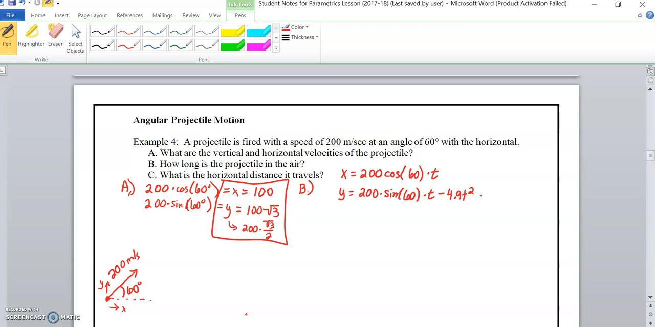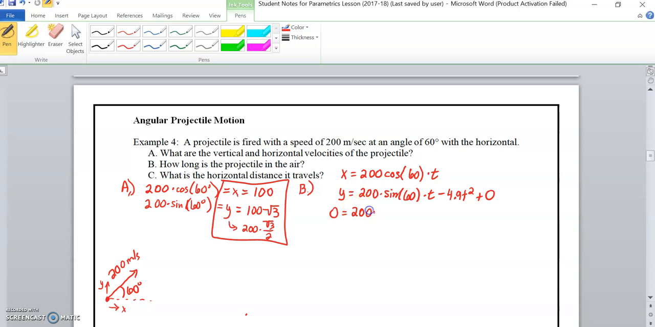Now, it does not specify this particularly. It just says projectile is fired at 60 degrees with a horizontal. It doesn't say how far off the ground. It doesn't specify whether it's on the ground. So in those cases, if you don't have a piece of information that says the projectile has an initial height of this or of that, we just assume that it's 0. So h sub 0 is 0. So you're going to use that same method where we set y equal to 0 to find how much time passes while the object is in the air.